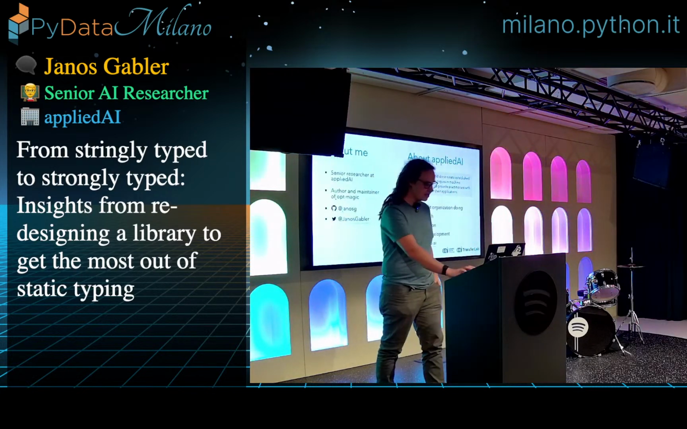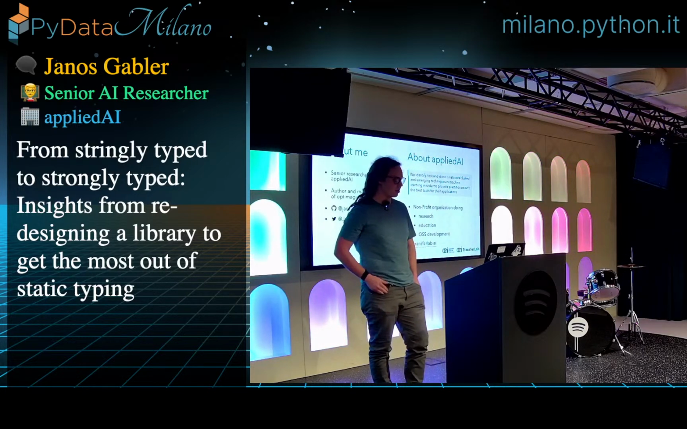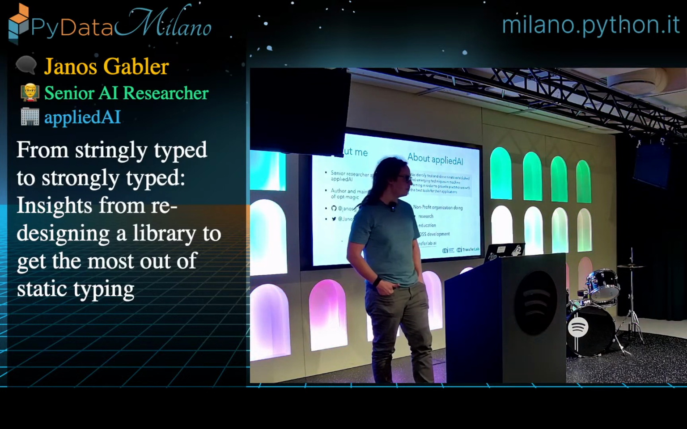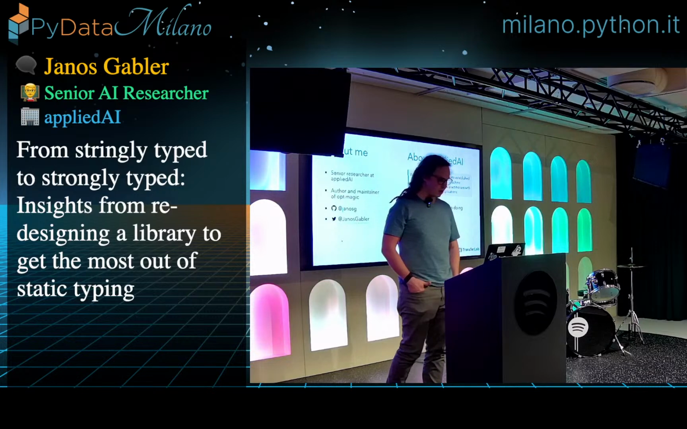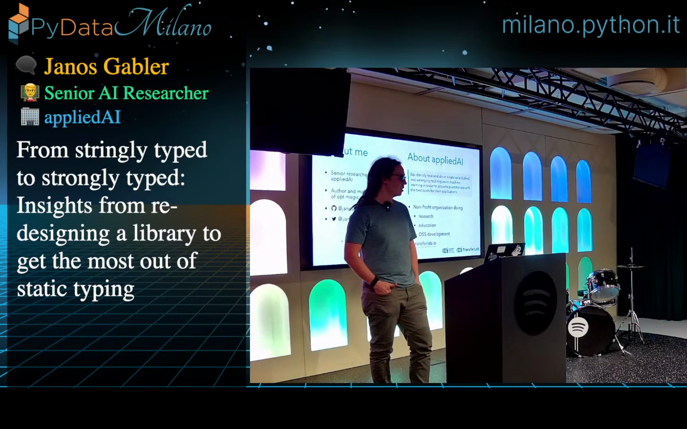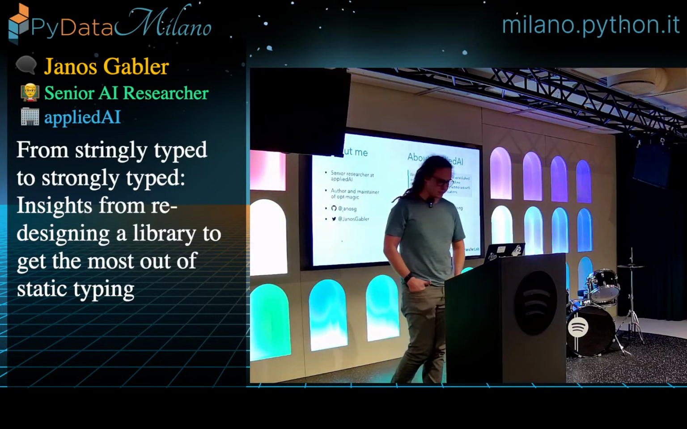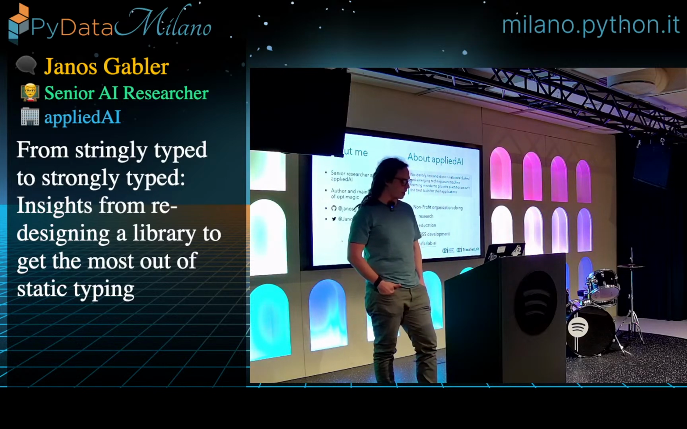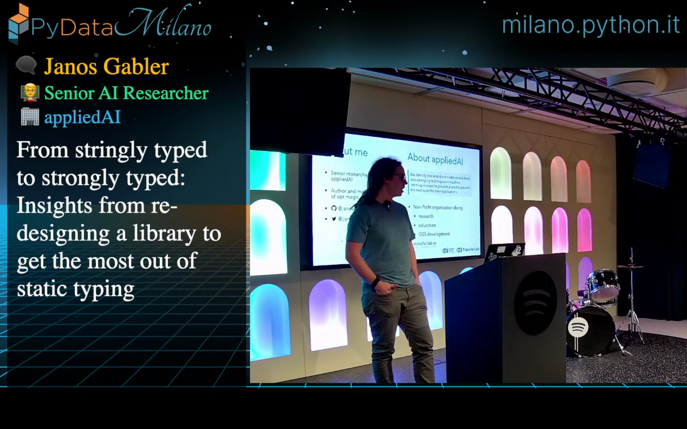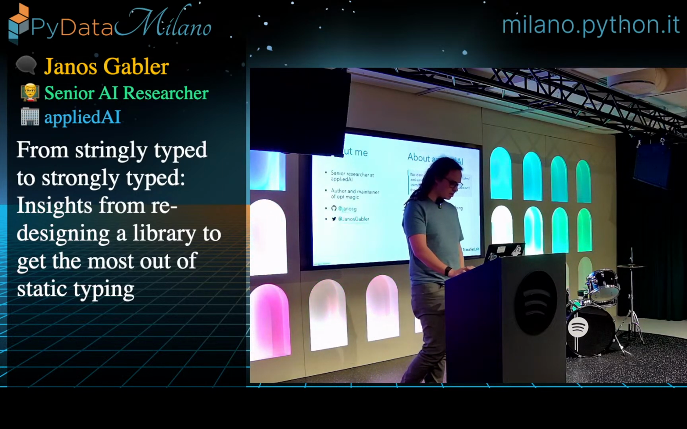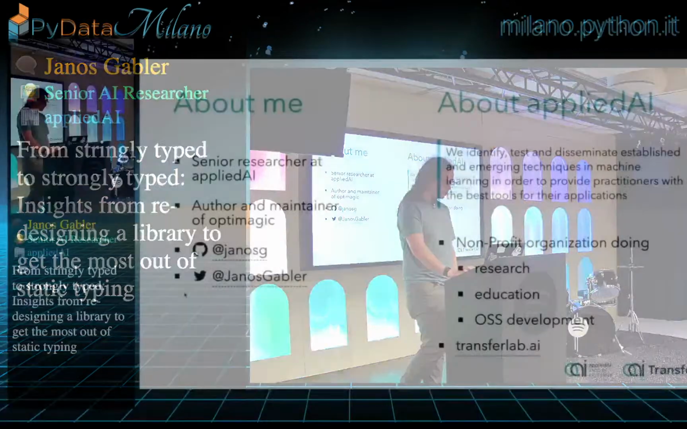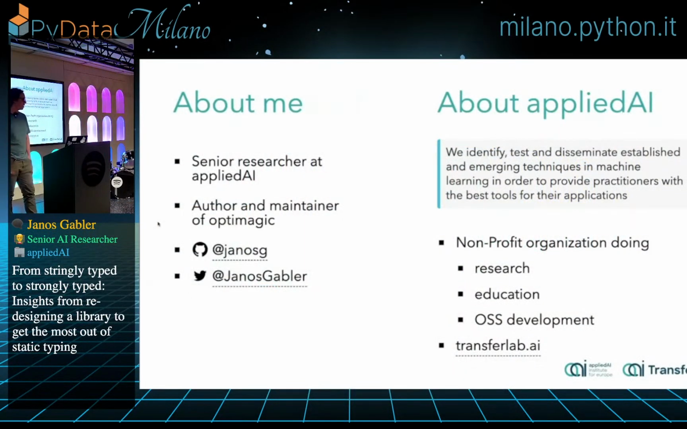So quickly about me, I'm Janos, currently senior AI researcher at appliedAI, a small non-profit company in Germany. And we're doing research, education, and open source software development. I'm mostly working on open source software. If you want to find me, I'm on GitHub and Twitter. And yeah, I'm the author and maintainer of optimagic, which I'm going to talk a bit about later.